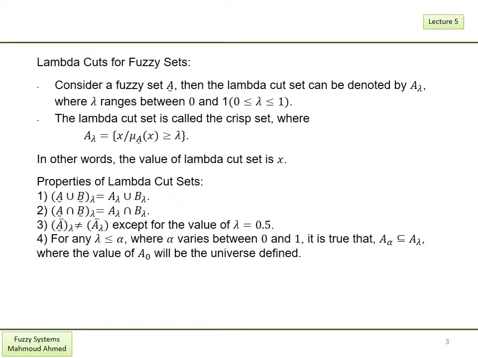For any lambda smaller than or equal to alpha, such that alpha varies between 0 and 1, we can say, in other words, that the classical set A alpha is a subset of or equal to A lambda, where the value of A0 will be the universe defined.